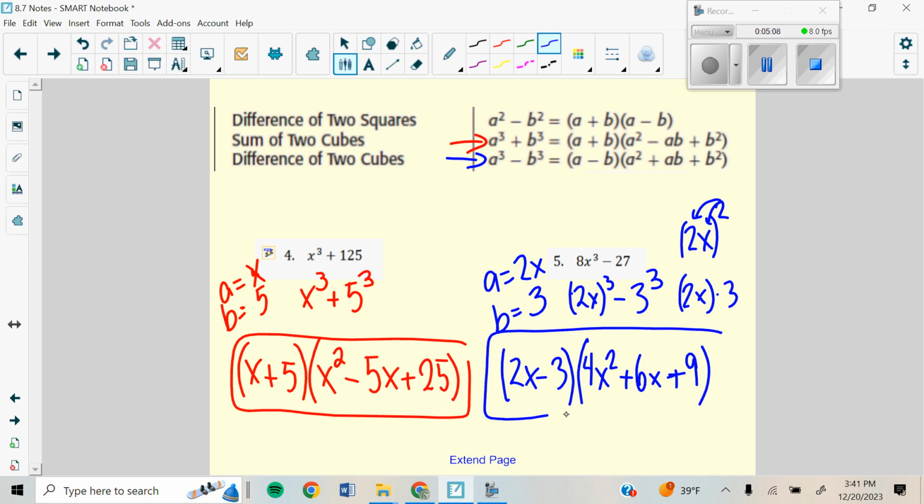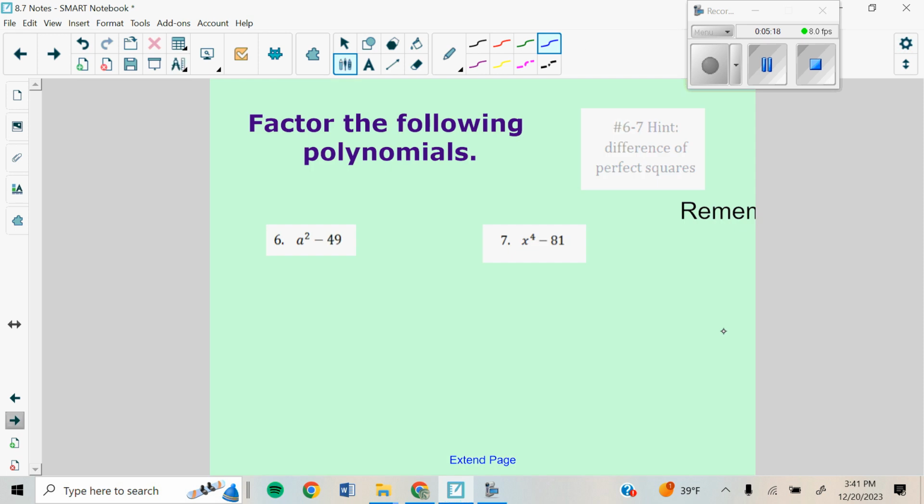All right, that one was a little trickier when we have something in front of a term, not just a variable or just a number. Okay. All right, let's go ahead and look at problems 6 and 7. It says, hint, difference of perfect squares. These are both perfect squares. And it says, remember to factor completely.